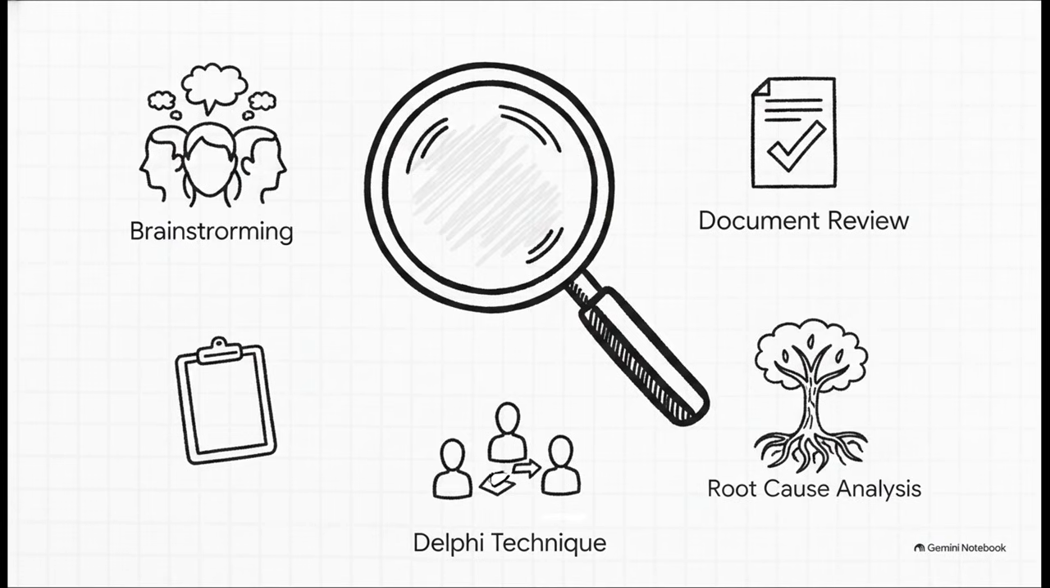Then there's root cause analysis, where we don't just look at a potential bad event, but we dig into the hidden relationships that might actually cause it. And if you're running a highly specialized project, you might use the Delphi technique. It's this fascinating way to gather expert consensus through multiple iterations of anonymous feedback.